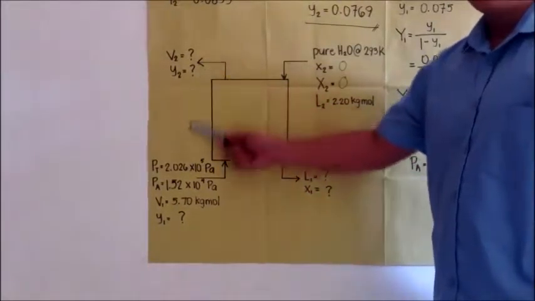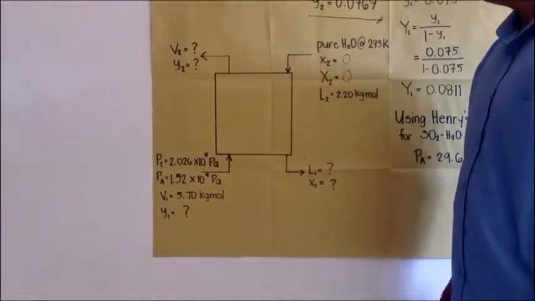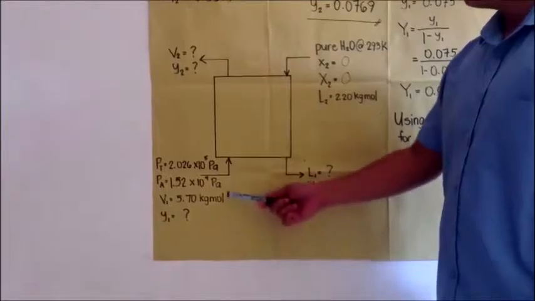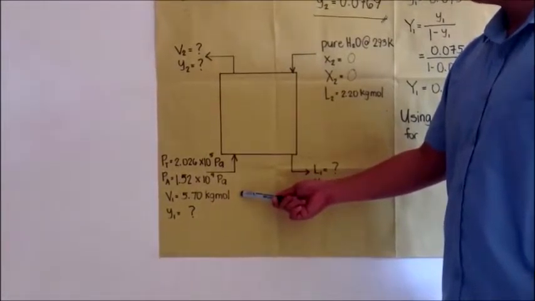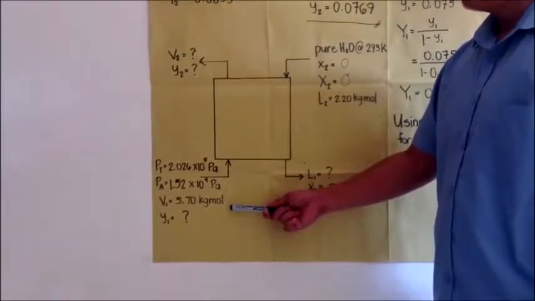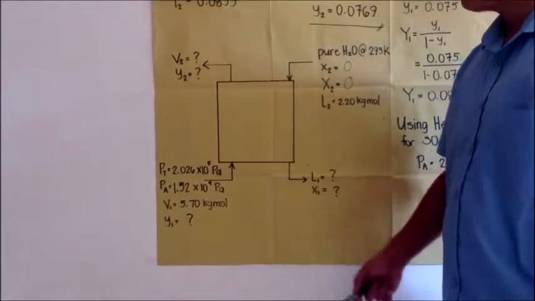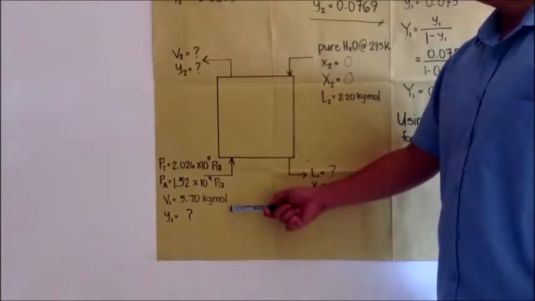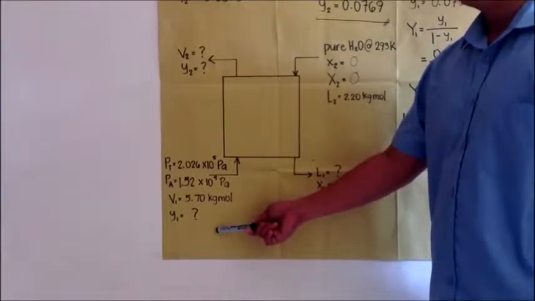This is our gas stream and this is our liquid stream. Our entering gas has a total pressure of 2.026 times 10 to the 5th Pascal, while the partial pressure of SO2 is 1.52 times 10 to the 4th Pascal. The amount of this entering gas is 5.70 kilogram mole. The mole fraction of the solute in this feed is unknown.